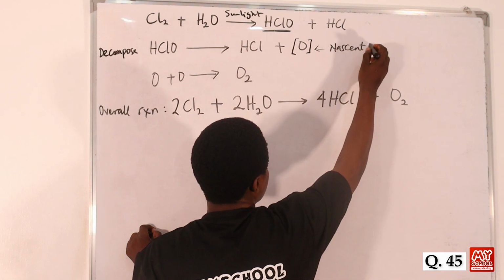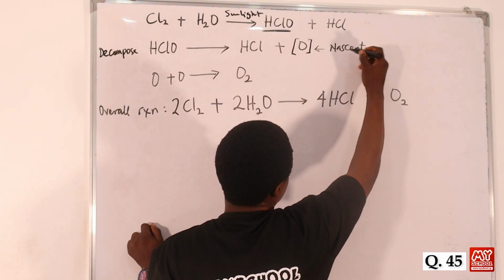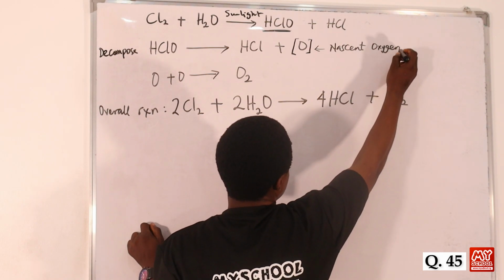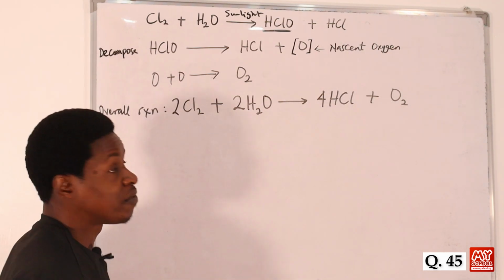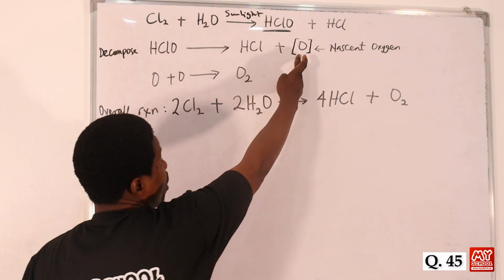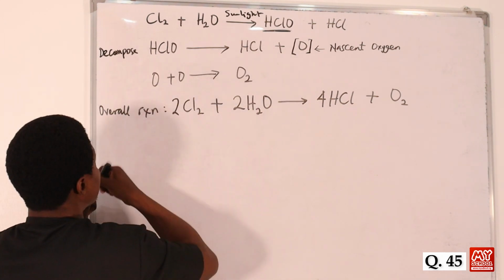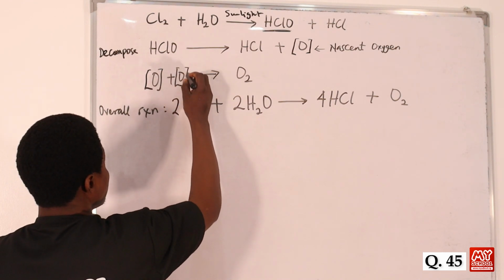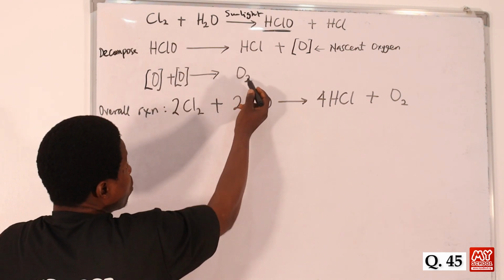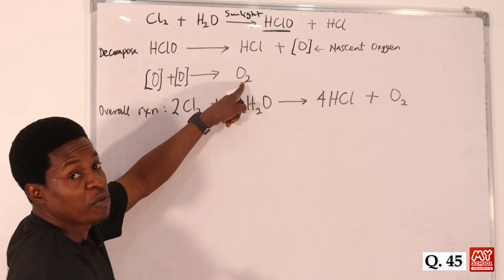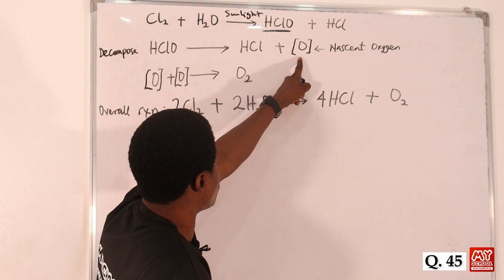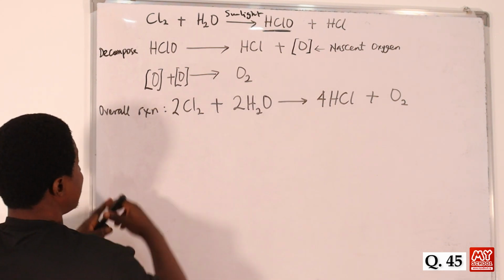Nascent oxygen is just the atomic form of oxygen, which is very reactive but unstable. So for it to be stable, it has to react with another oxygen. I'll put that here to show that it is nascent oxygen. We have another oxygen to give us O2. This is the stable form of oxygen. So don't forget, this was decomposed to this and this to form the nascent oxygen, then this reacts with this.